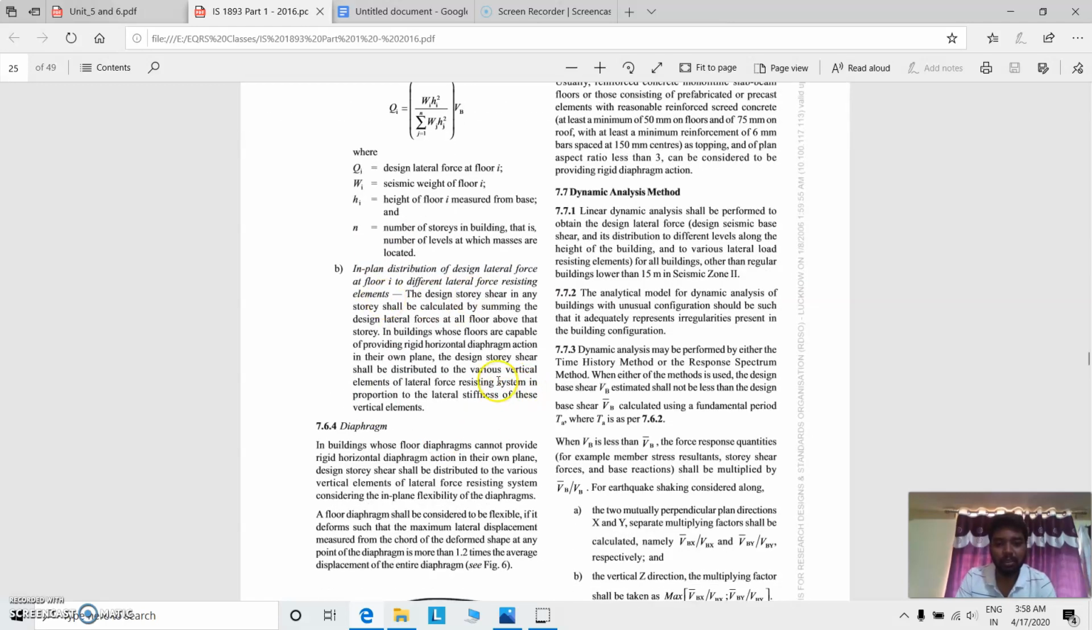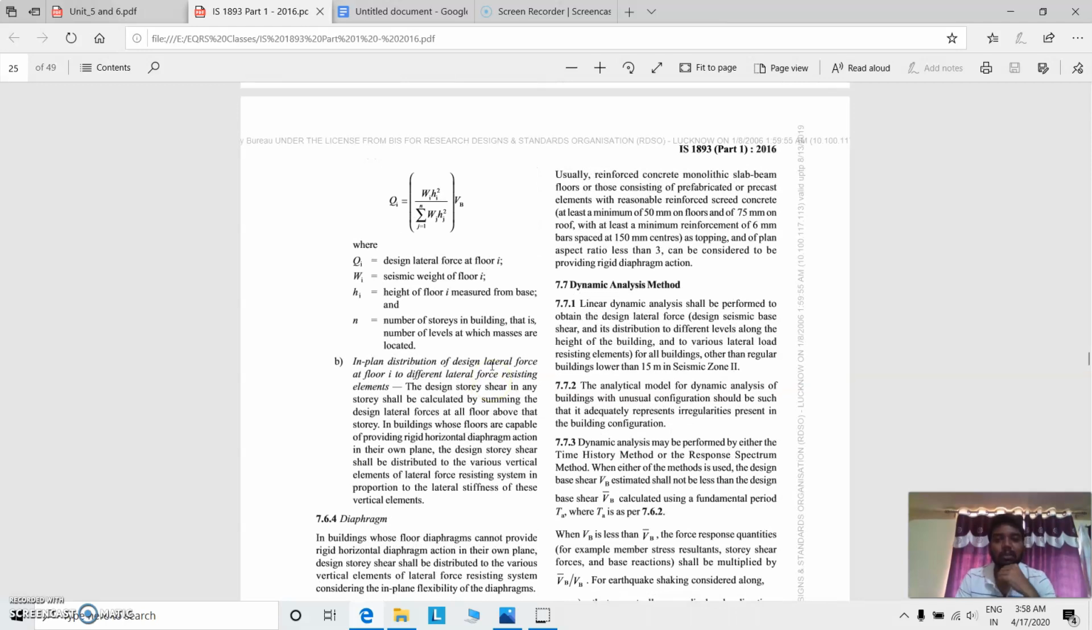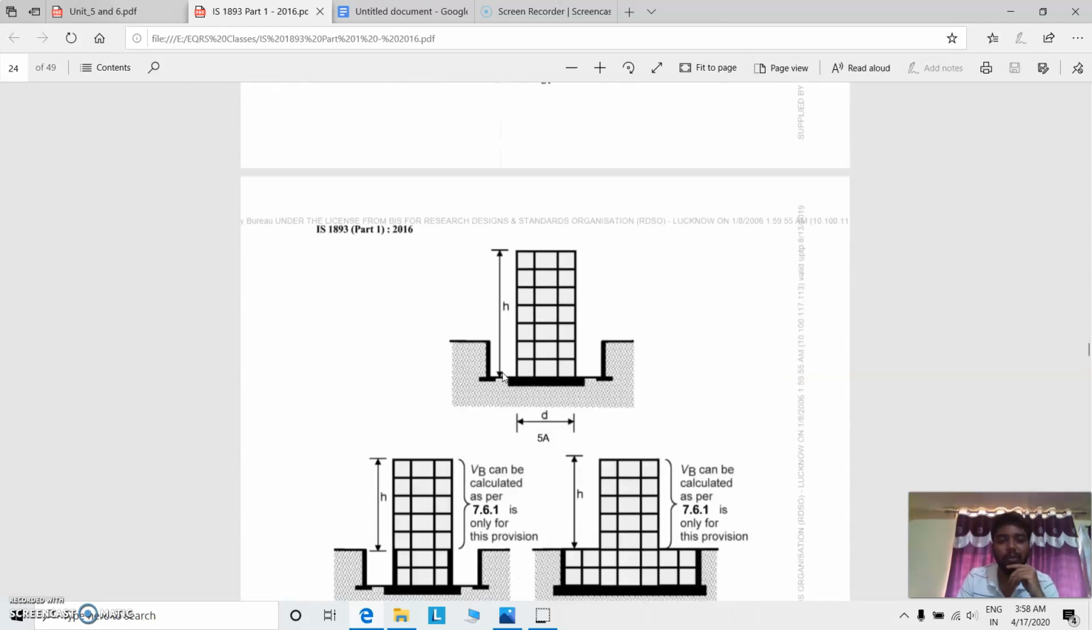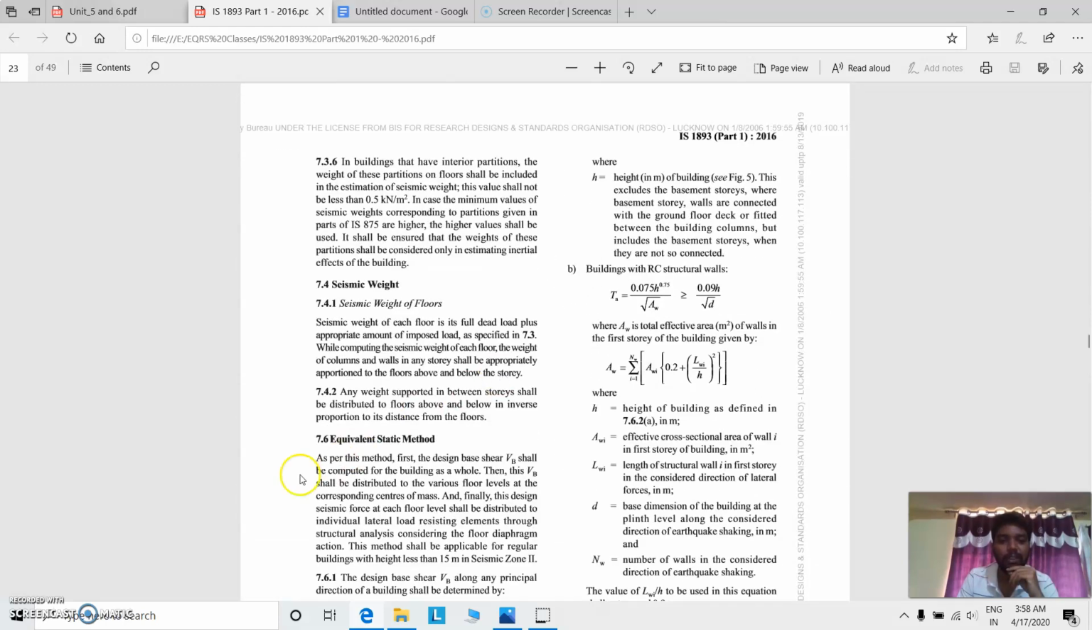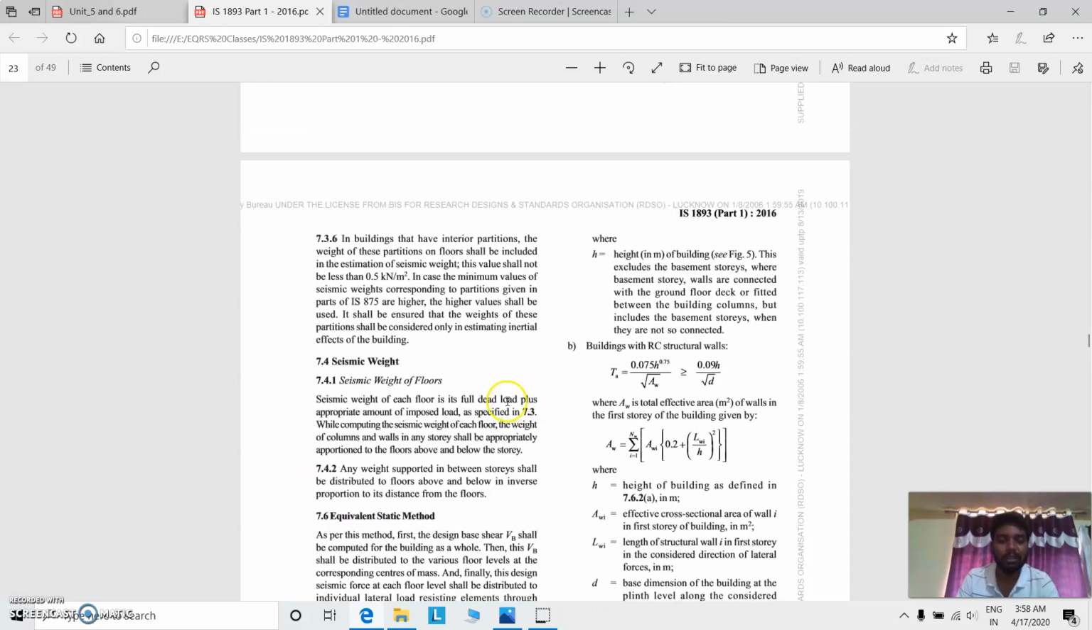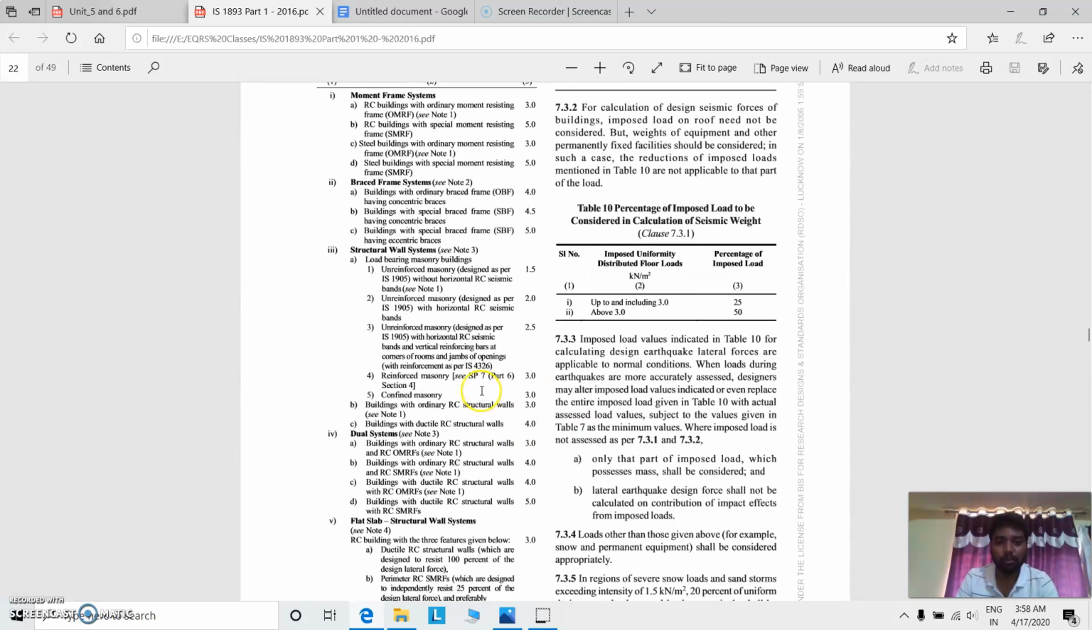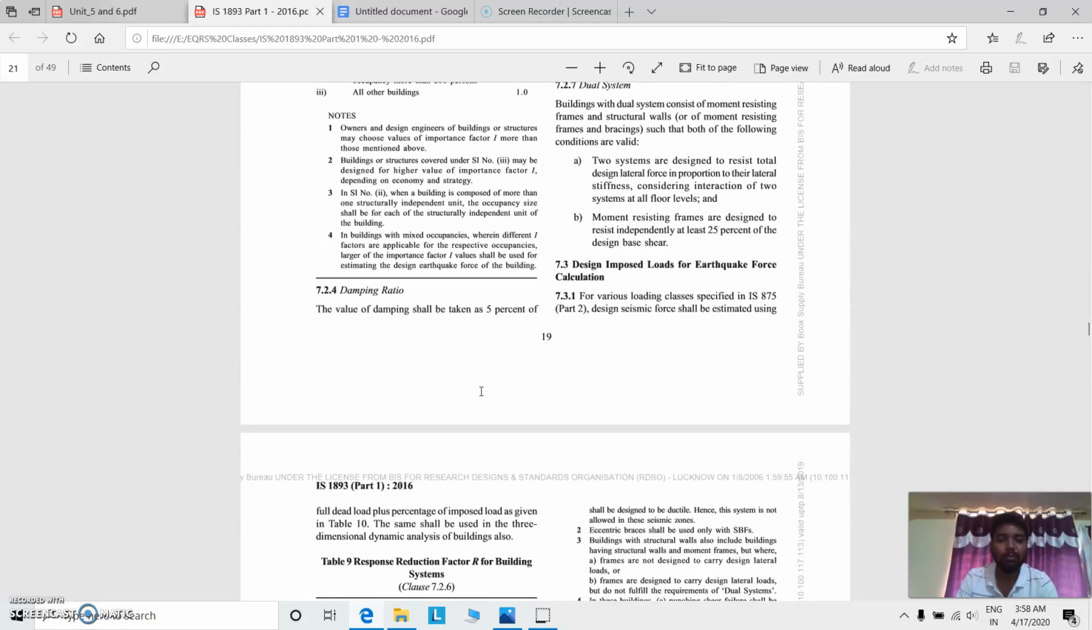And this much needs to be known before going to calculate the total design base shear of the structure, right? In the next class I will start the computation of design lateral force based on the equivalent static force method, right?